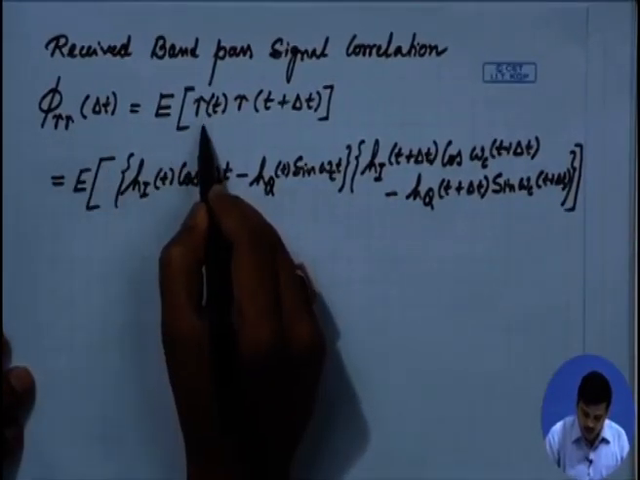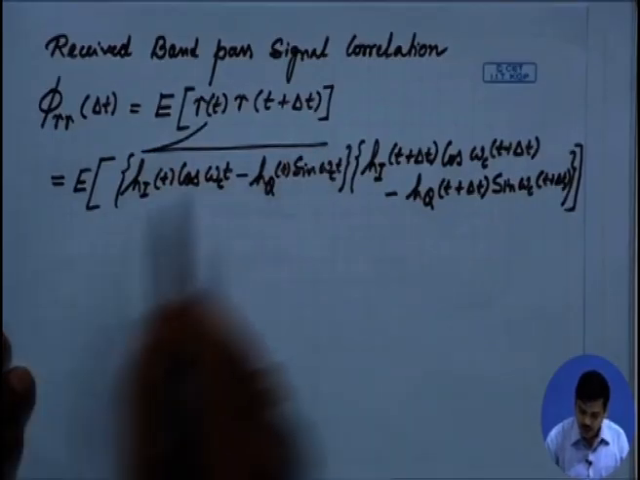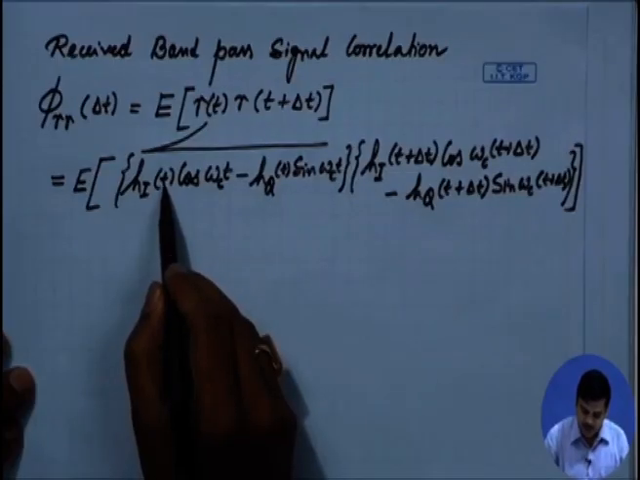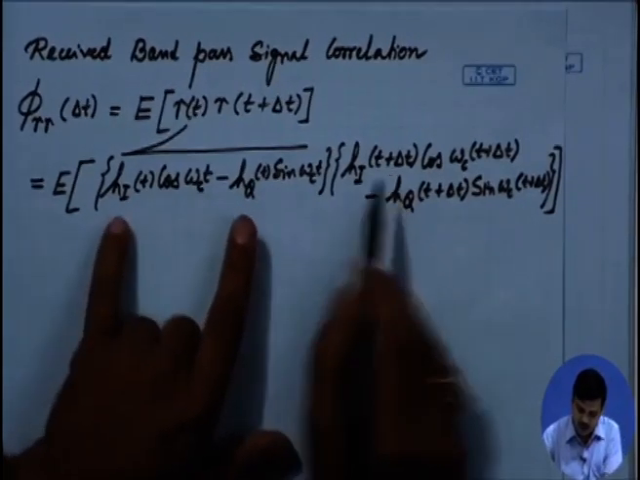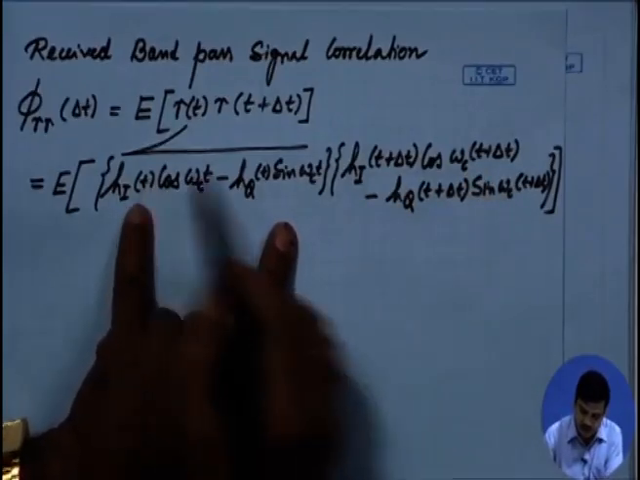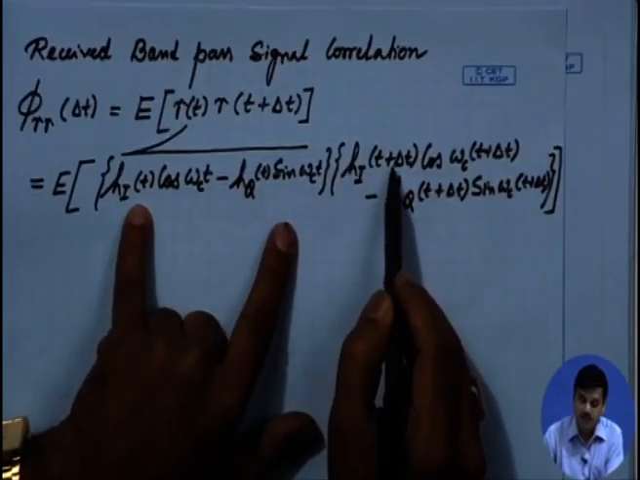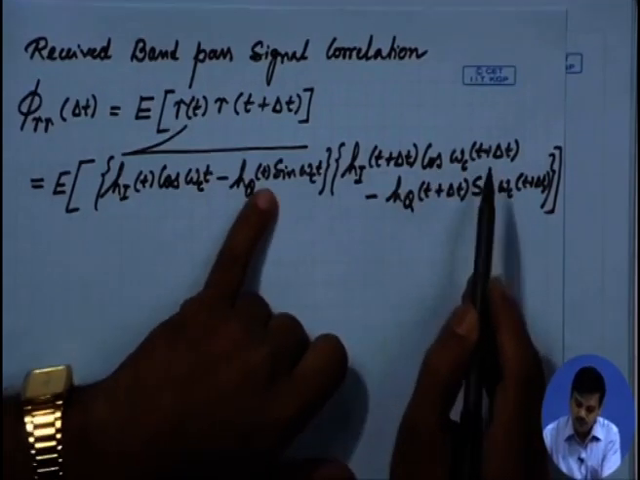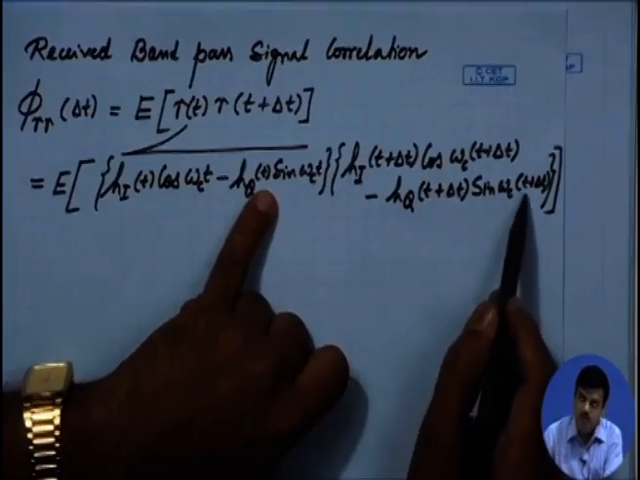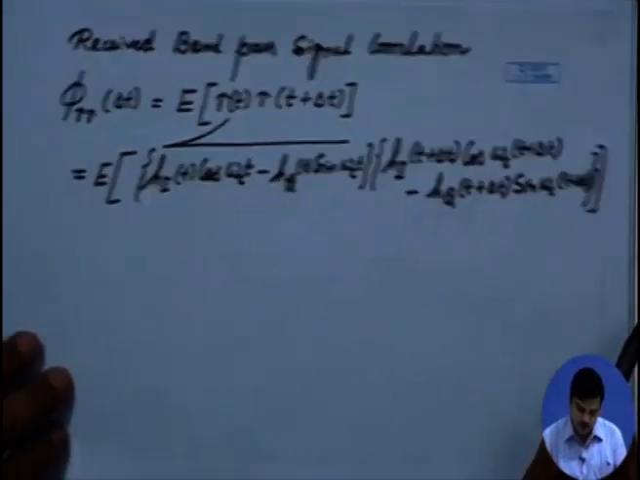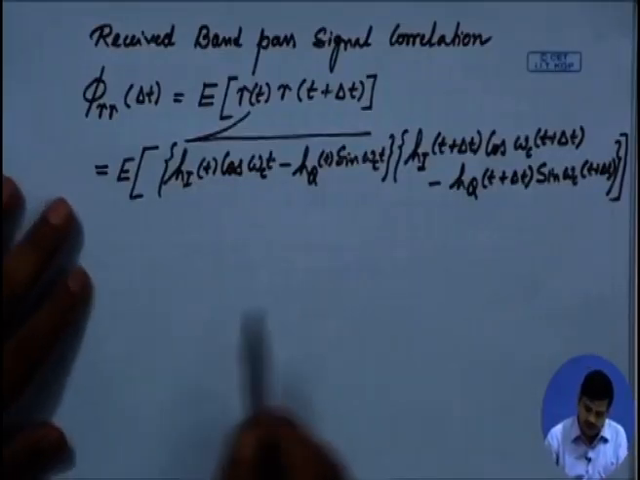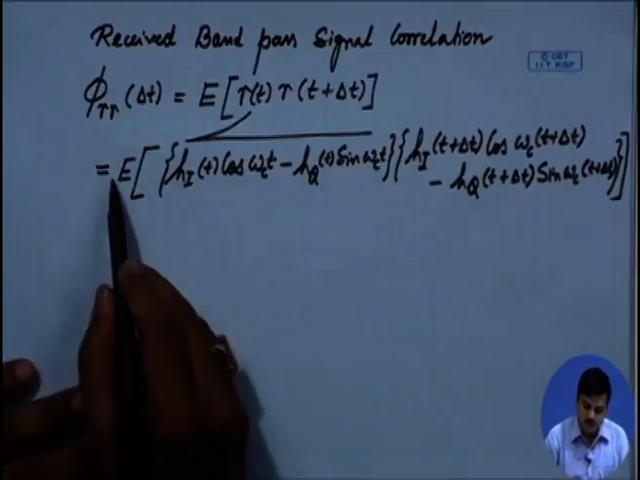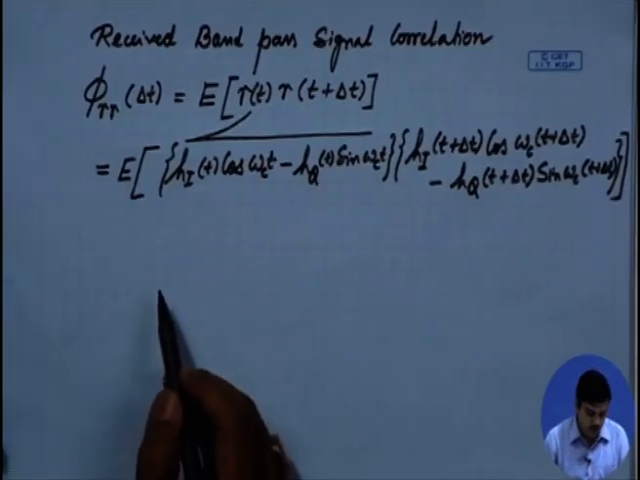So, we have r of t, which gets expanded in this part. r of t plus delta t is basically r of t, but this t has been replaced by t plus delta t. So, what you see in these two expressions is they are exactly the same, h I of t, h I of t plus delta t, cos omega c t, cos of omega c t plus delta t, h q of t, h q of t plus delta t, sin omega c t plus delta t. So, in the next few steps we have to expand this expression, do all this multiplication, collect the terms, so that we are able to apply the E operator and get to our appropriate result.